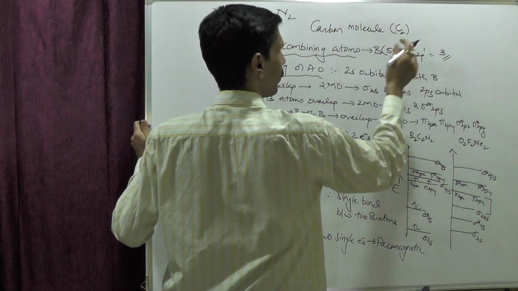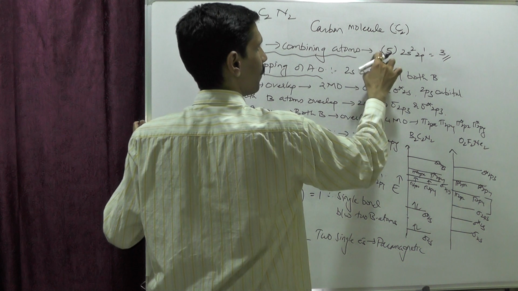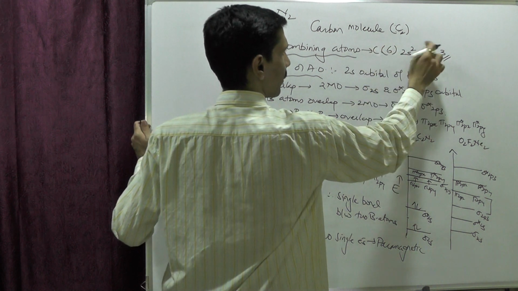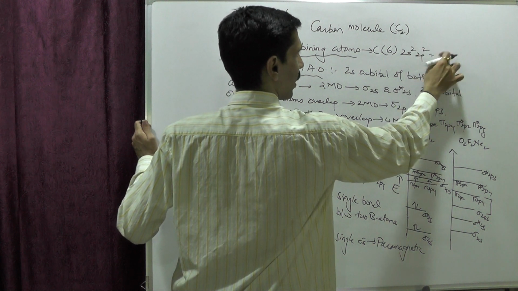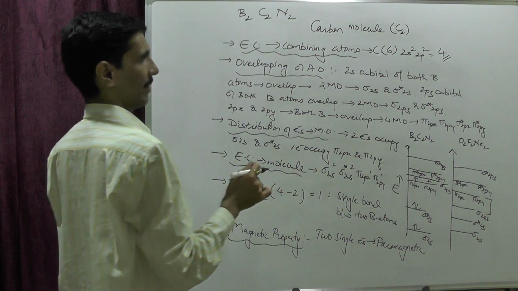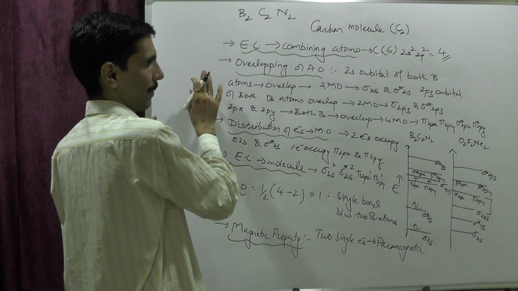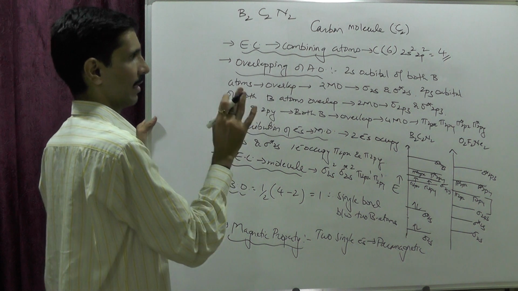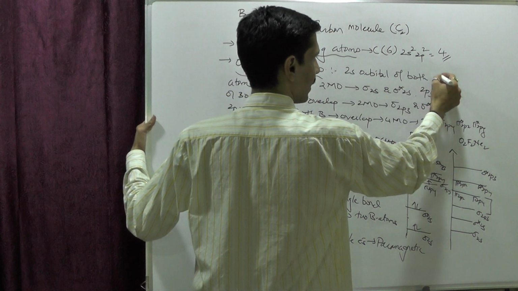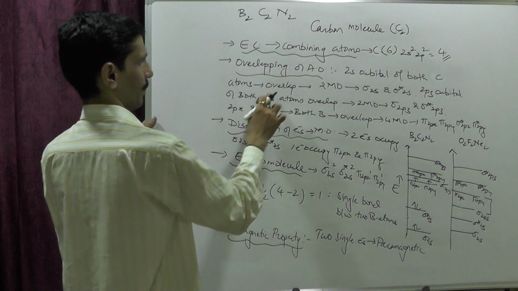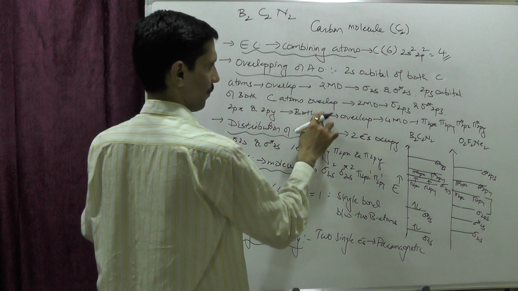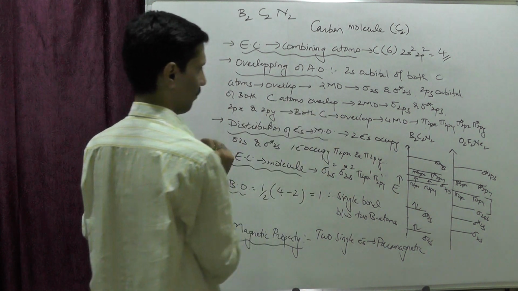This is a C2 molecule. Atomic number, you know it, is 6. So this will become 2s2 and 2p2. 4 electrons, carbon tetravalent, everybody knows this. So 4 is a number which is associated with carbon. Overlapping of atomic orbitals, everything remains the same. Only thing is, instead of B, we have to replace it by C. That is carbon. Okay? B is replaced by C.